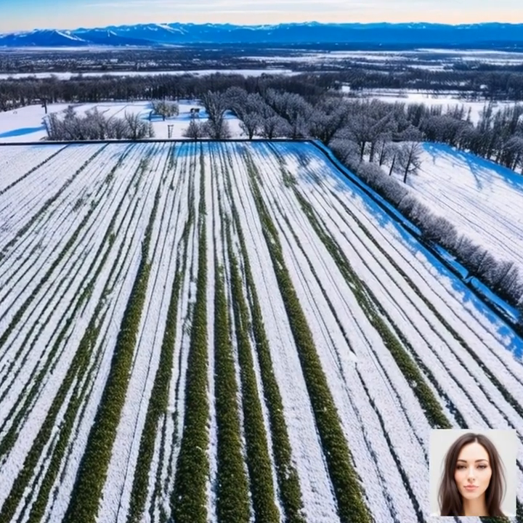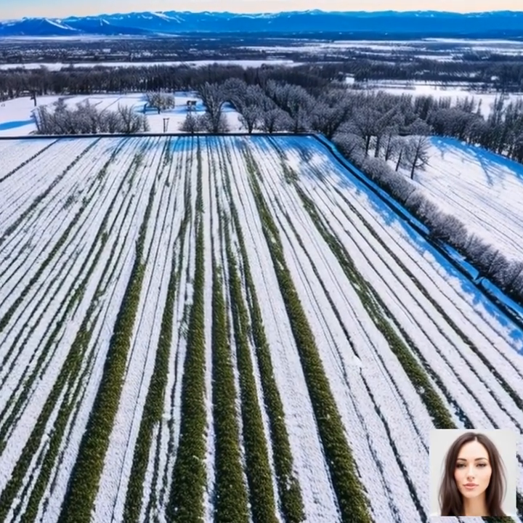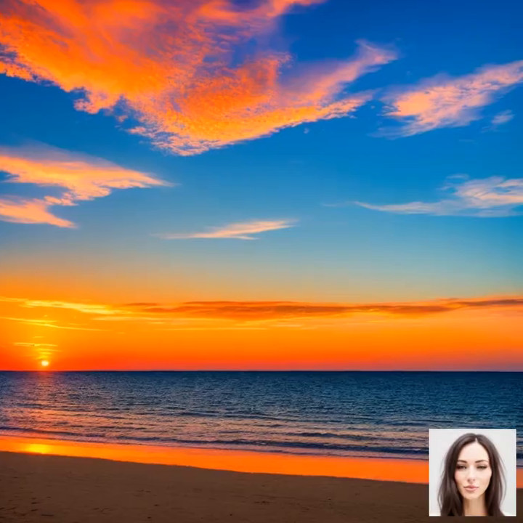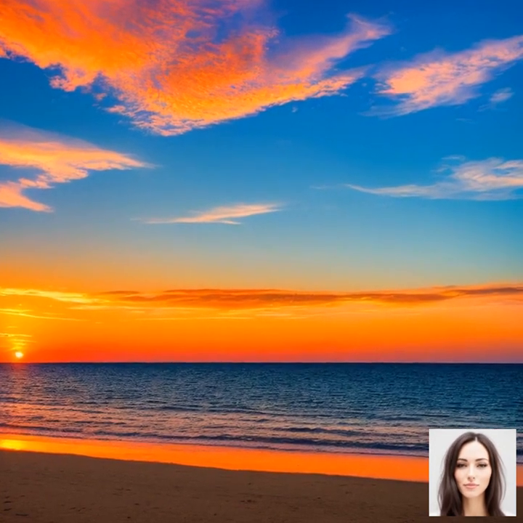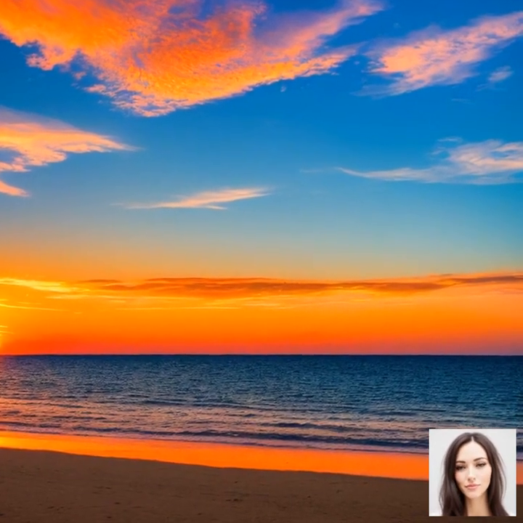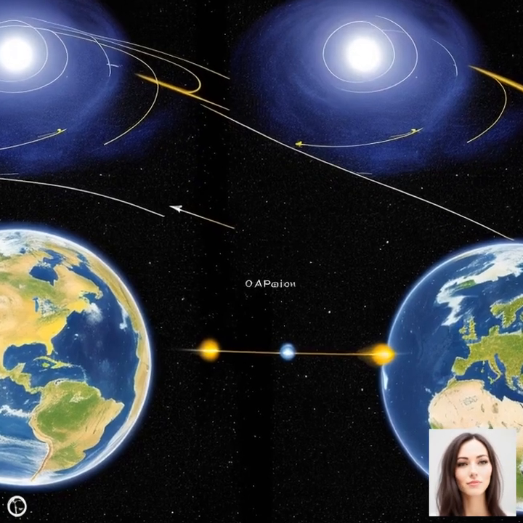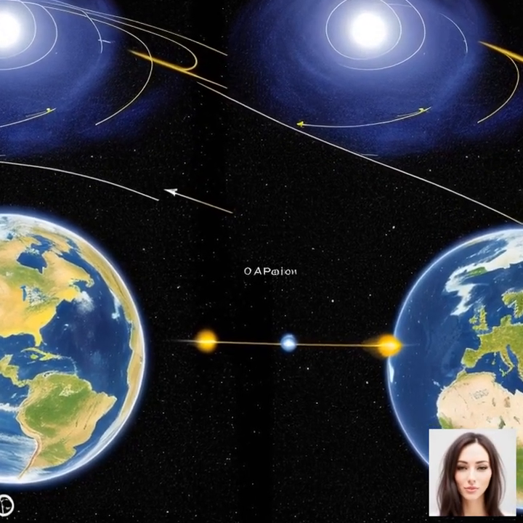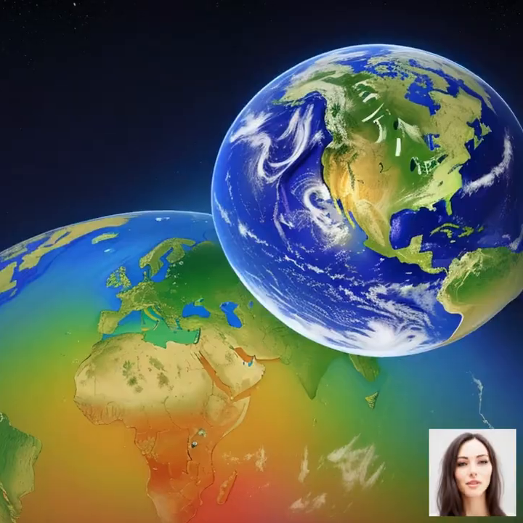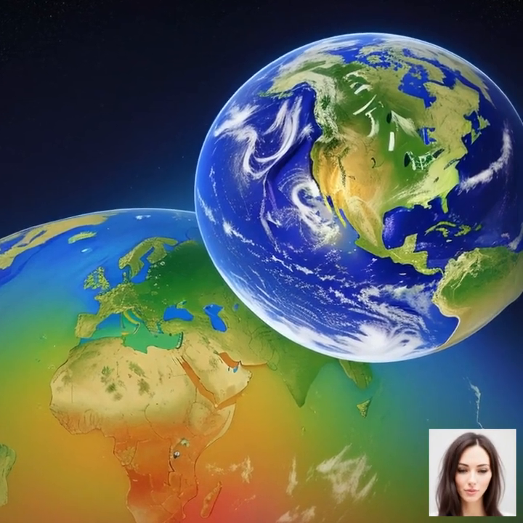For example, during summer in the northern hemisphere, the North Pole is tilted towards the Sun, causing the Sun's rays to hit the Earth at a more direct angle. This results in longer daylight hours and warmer temperatures. In contrast, during winter, the North Pole is tilted away from the Sun, and the Sun's rays strike the Earth at a more oblique angle, leading to shorter daylight hours and colder temperatures.